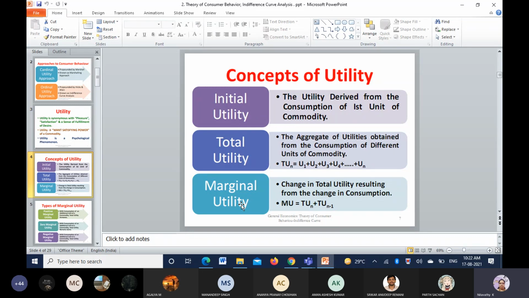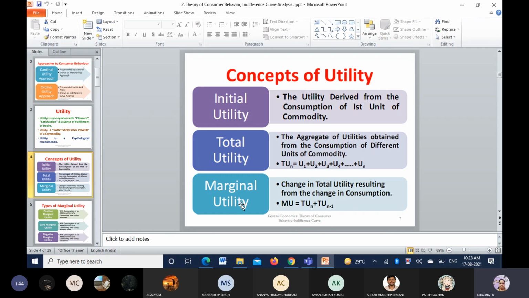And why is marginal utility calculated? Because in economics, please keep in mind, these marginal values play a very important role, not only in utility but in all the concepts, like marginal cost, marginal revenue, everything. Why? Because these marginal values give you the exact feelings of what the consumer or producer is thinking at that particular point of time. So that is very essential in economics. That's why we calculate this marginal utility.